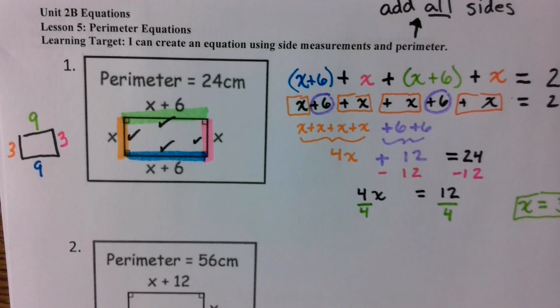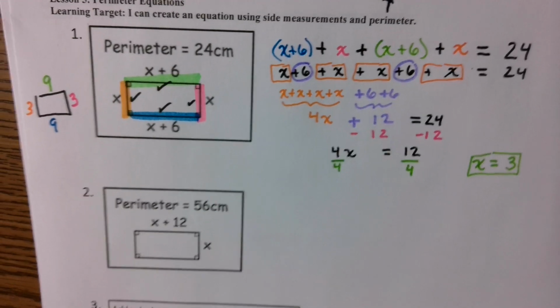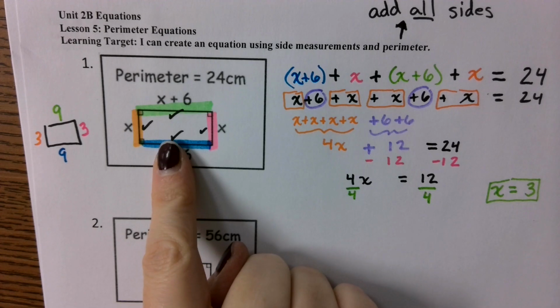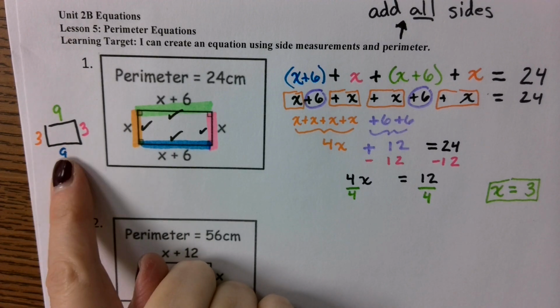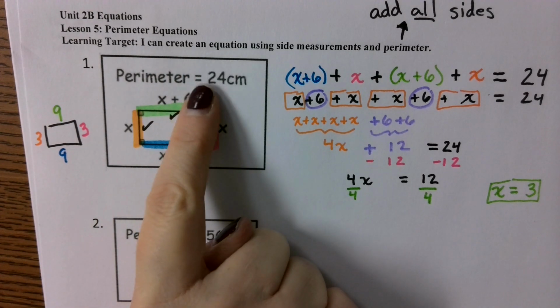Okay, so knowing what our value of x is, we can use it to solve for the missing sides, to tell us what every side is equal to. And guys, if you double check, 9 plus 3 plus 9 plus 3 is going to give you 24.